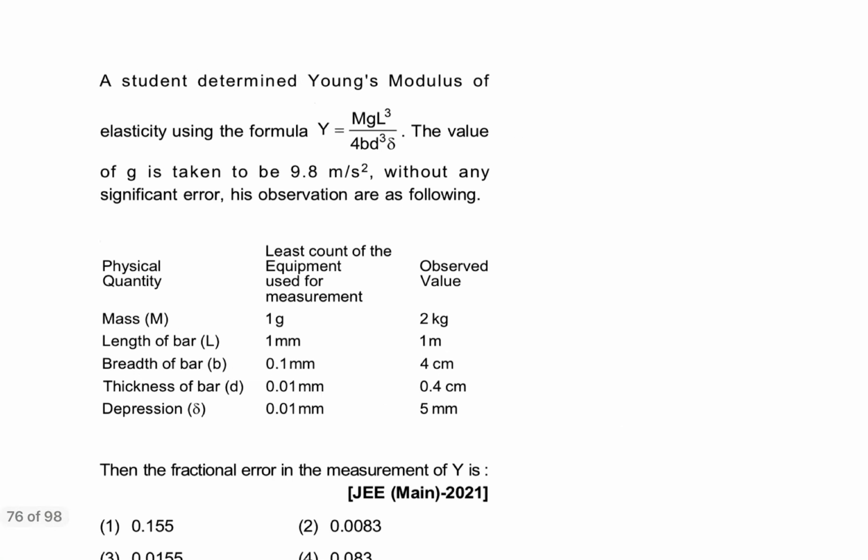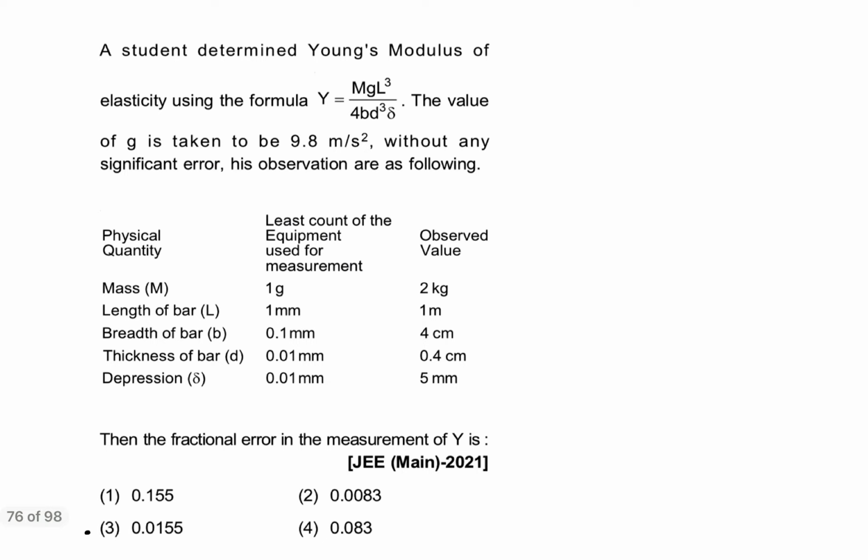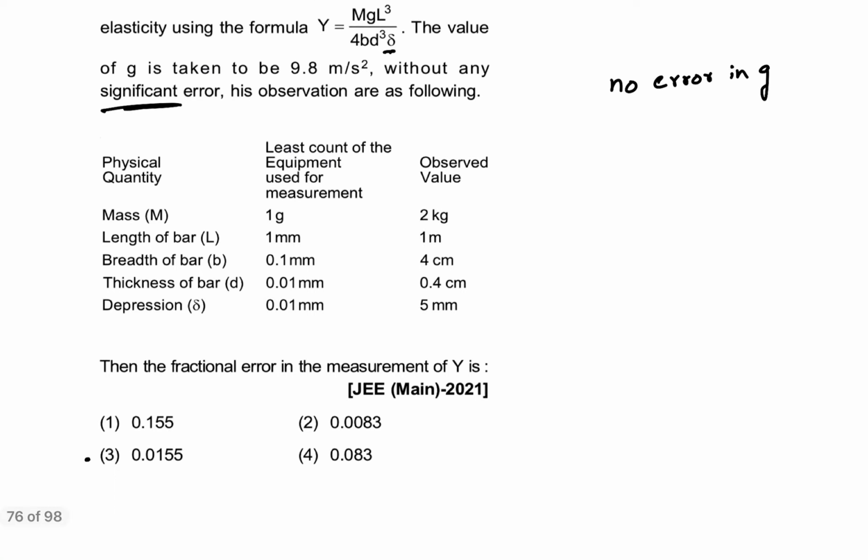Use this Young's modulus properly. By using Searle's method, you can calculate the extension in the wire. Actually, here you will also draw the stress-strain graph. Now the next question is based on the same Young's modulus. A student is determining the Young's modulus of elasticity using the formula Y is equal to mgL cube divided by 4 b d cube delta. Delta here is the elongation. The value of g is taken to be 9.8 meter per second square without any significant error, nothing but no error in g.